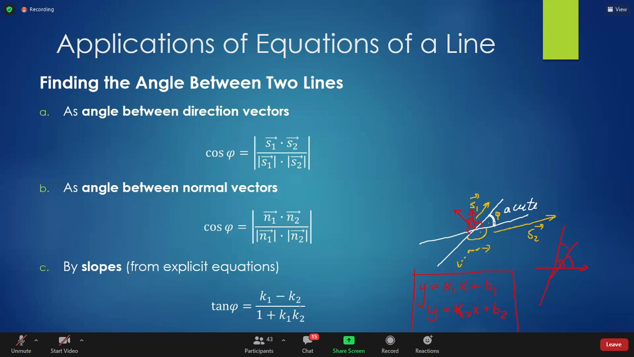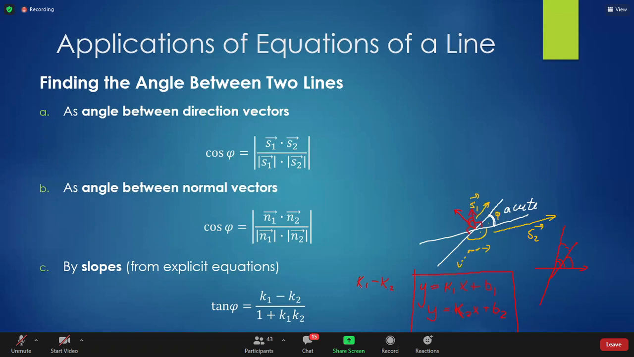Once again, you have to make sure that you subtract. We are assuming that k1 is greater than k2. So we take the greater slope and subtract the smaller slope to make it positive. If not, you will need to take the absolute value, because it's the same thing. If the tangent happens to be negative, then we have an obtuse angle, but we need the acute angle, the smaller one. So, three ways of finding the angle between two lines.